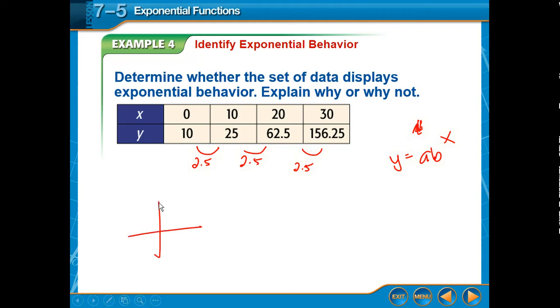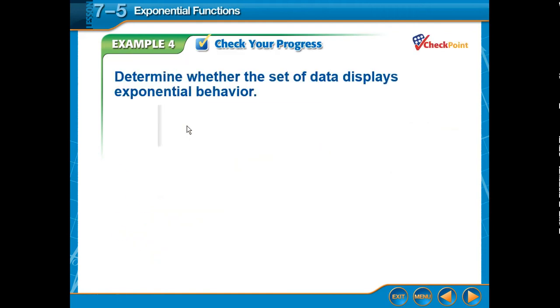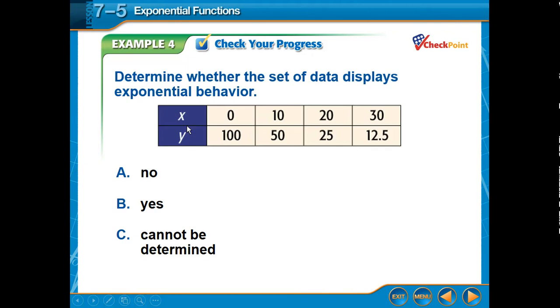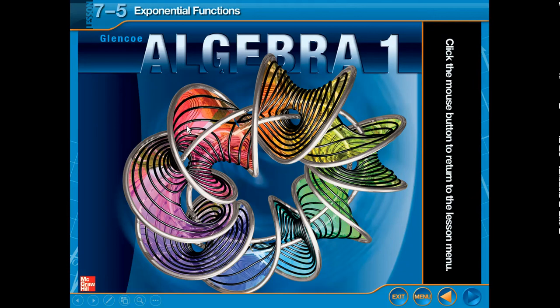The other way you can do it is you can graph it. So you can say (0, 10) is here, (10, 25) is like here, (20, 62.5) is like here, and 30 would be like that. You would see that this shape looks to be exponential if you were to graph the points. So those are two ways you can tell if something is exponential. Okay, you guys check this one, see if that's exponential, and you should get that it is. Okay, and that's the end of this section.